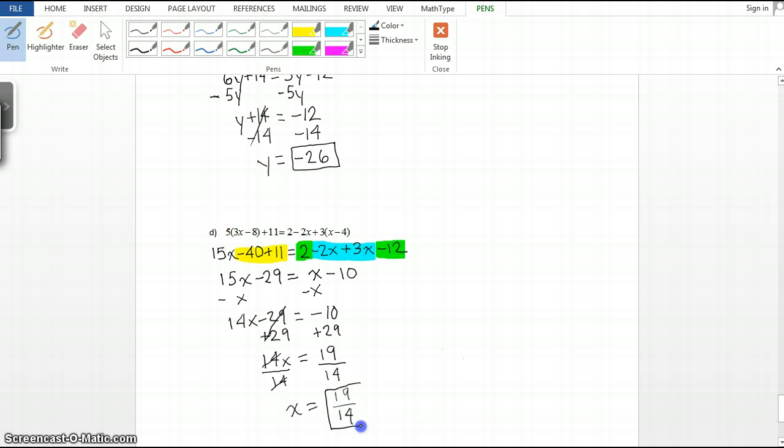You know, this is probably the best way to write your answer. An improper fraction is totally fine. Just make sure it's reduced down all the way. There are no factors common, top and bottom.